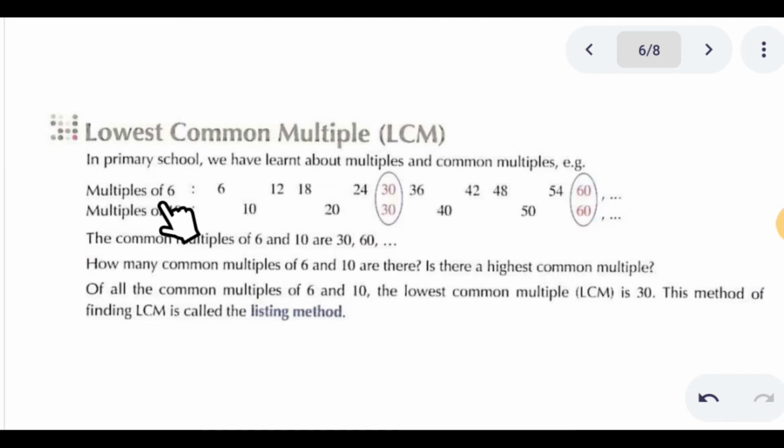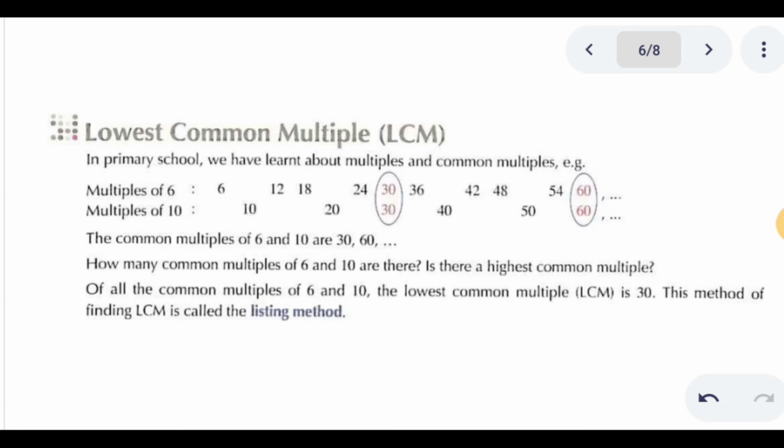First of all we list the multiples of 6, that are 6, 12, 18, 24, 36, 42 and so on. And similarly the multiples of 10 are 10, 20, 30, 40, 50, 60 and so on. Then we pick the lowest common multiple, that is 30. So by definition, this is the way of finding the lowest common multiple of any two numbers.